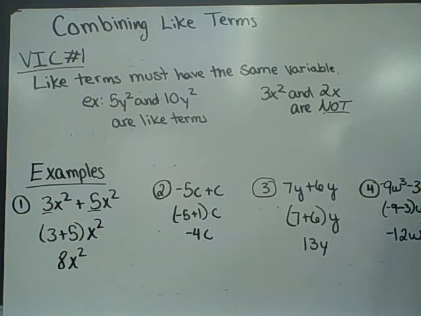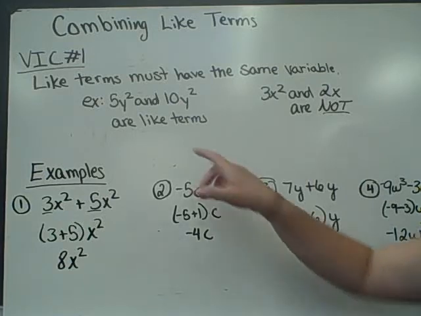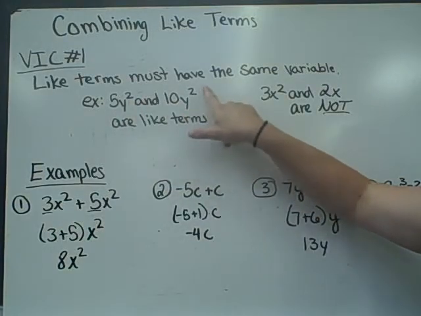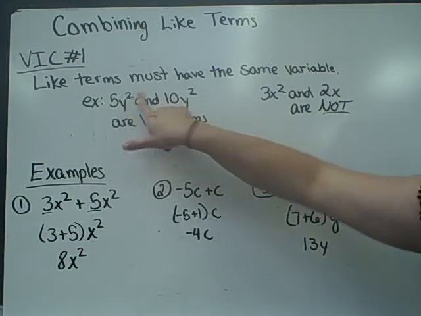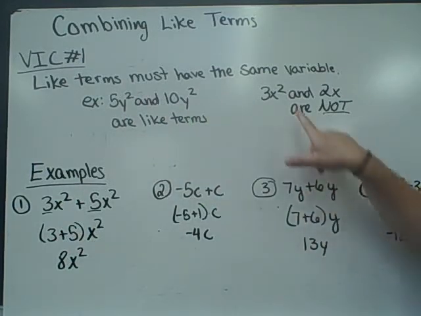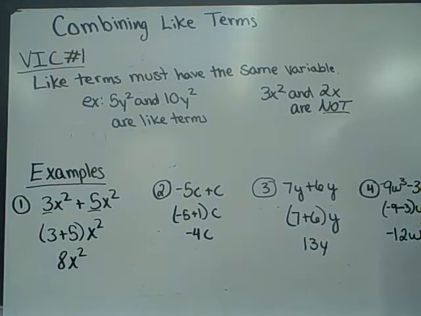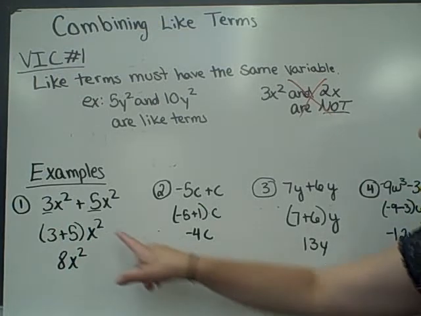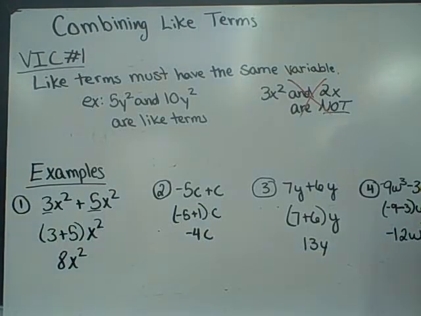Combining like terms. Very important concept number 1. Like terms must have the same variable. So 5y squared and 10y squared are like terms because they both have the y squared. However, 3x squared and 2x are not, because this is x squared and this is x. Those are two different terms, so they would not be considered like terms. Okay, you cannot combine those. So let's look at some examples. If I have 3x squared plus 5x squared, I'm going to take my coefficients and add them together. So 3 plus 5 is 8, and then you would keep your x squareds. Okay.